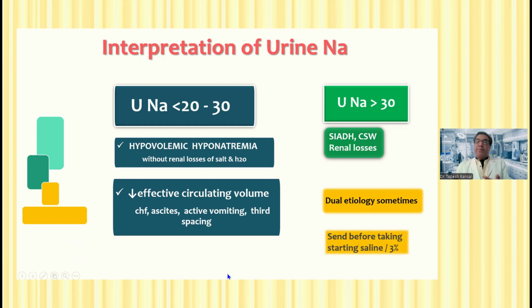Very important, again, I repeat, is a dual etiology. Many patients in the ICU have dual etiology. For example, a patient can have pneumonia and CHF, right? He can have a cancer and he can be on diuretics. So many times, dual etiology is very common. So here your urine sodium will not help. It will be very difficult to interpret. So you have to use clinical sense and you have to understand sodium.